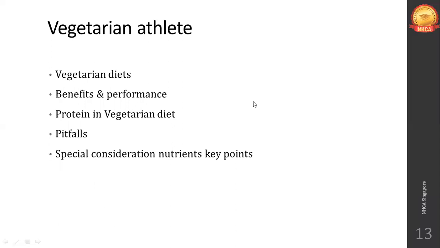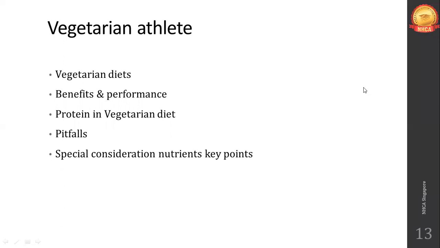And coming to vegetarian athlete. What are vegetarian diets? Different forms of vegetarian diets. Benefits and performance: what are the benefits of being on a vegetarian diet? Does a vegetarian diet impact the performance or not? One of the major concerns in a vegetarian diet is the protein requirement. How can you solve that particular issue? What are the different sources of protein in a vegetarian diet?